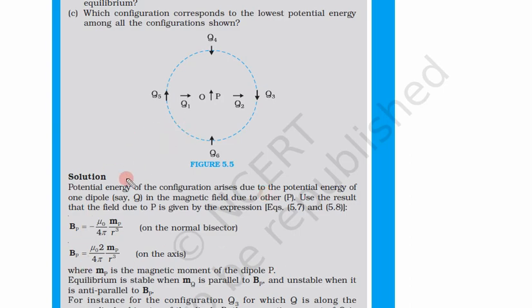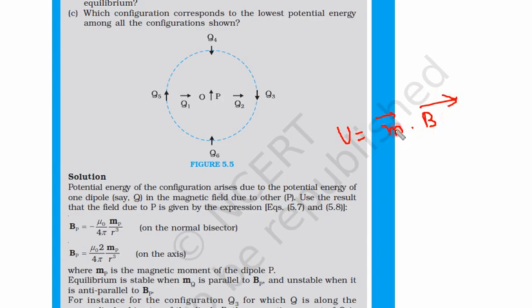So we were seeing this problem. What we have seen, potential energy of the configuration. How does this potential energy arise? Potential energy arises because of this M and B. That you have seen, this potential energy is because of M and B.